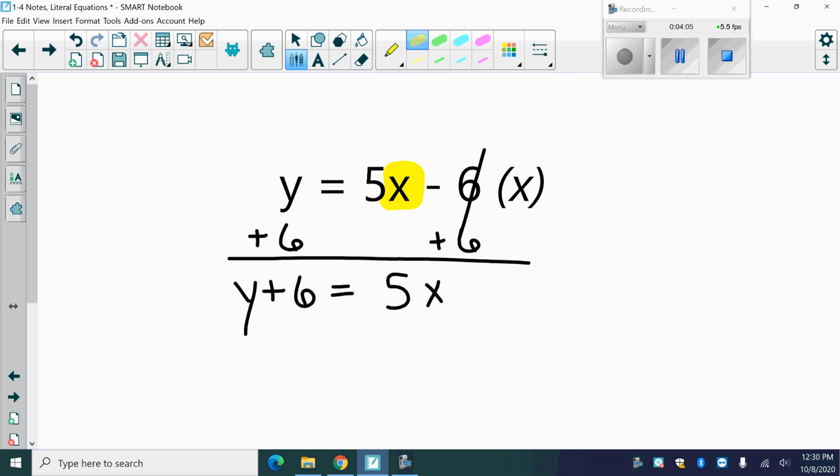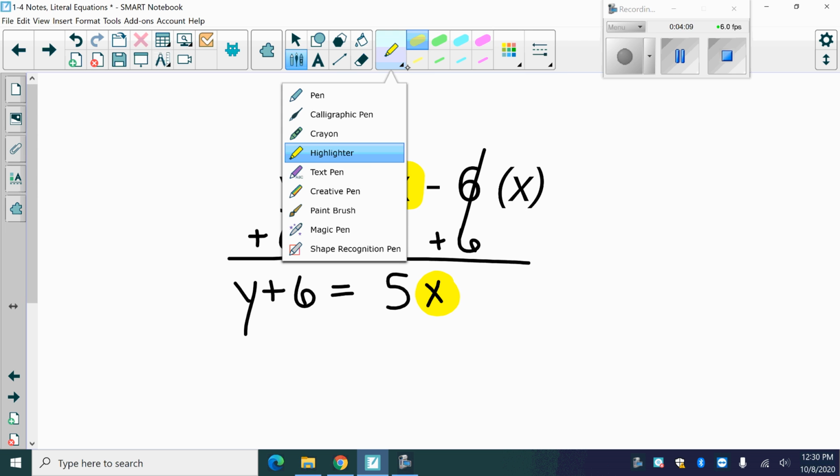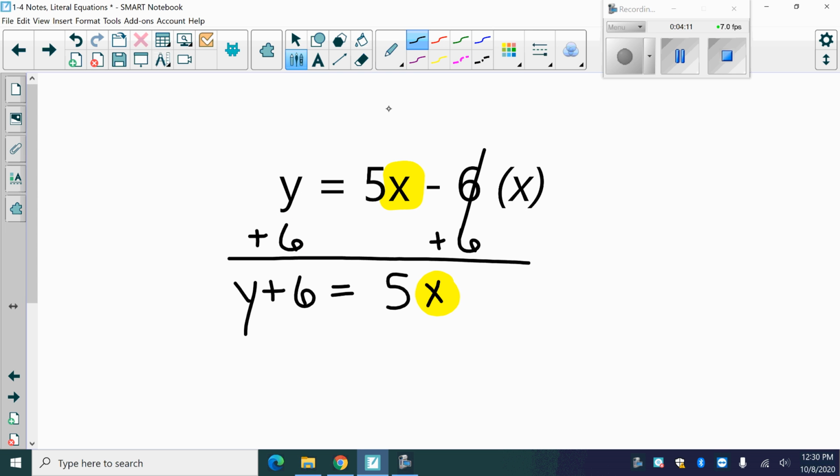Go ahead and highlight your x because it's not by itself yet. But we did get rid of the subtraction and addition. So how do I get rid of the 5? How is it attached to the x? It's attached by multiplication. So in order to get rid of it, or in order to simplify it, we're going to divide both sides by 5.